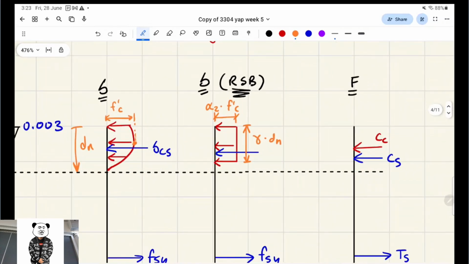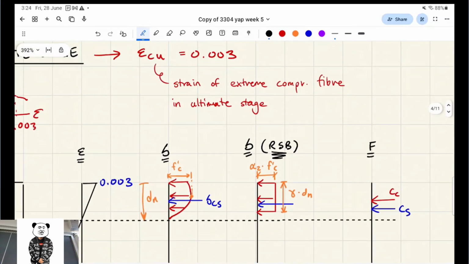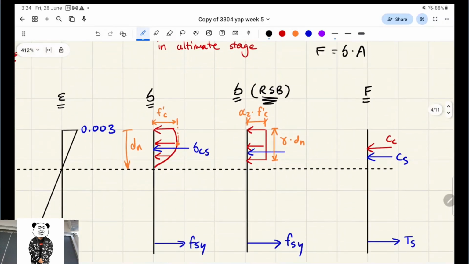Okay, so we just turn these into forces, right? How do we get a stress into a force? Yes. So we multiply by the area, right? So okay, let's do the easy one. The easy one is the steel first, right?